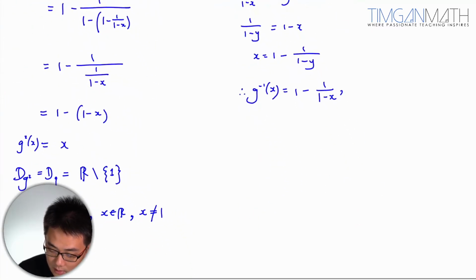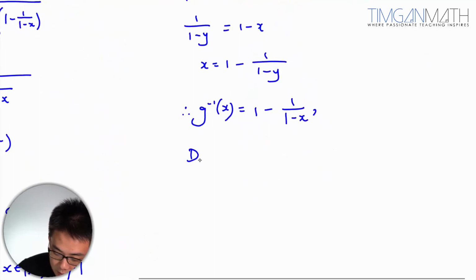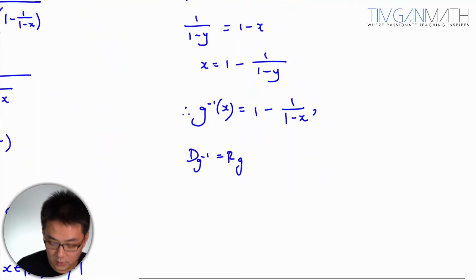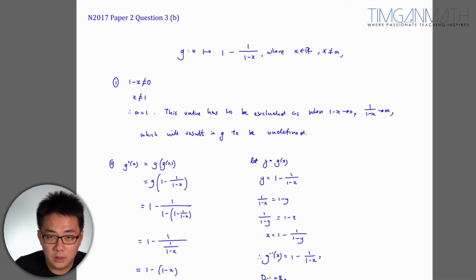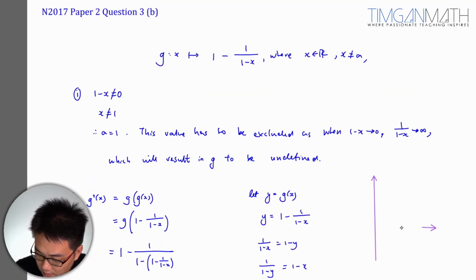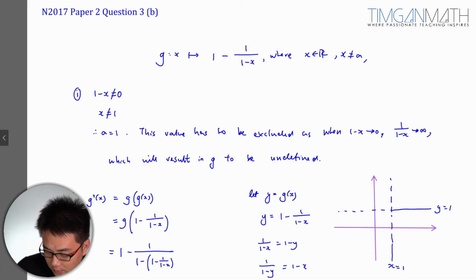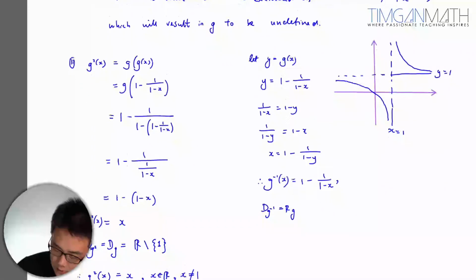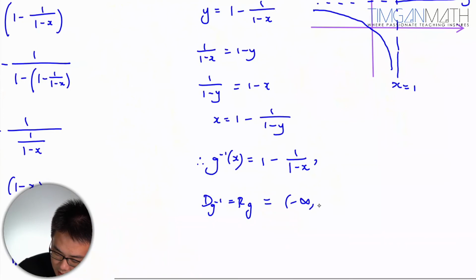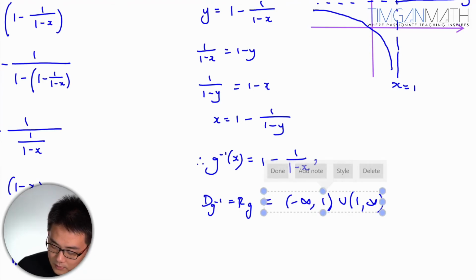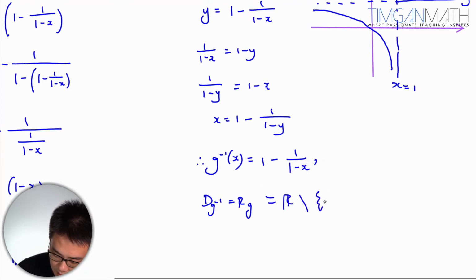And the domain of g inverse is equal to the range of g. Okay, so we need to find the range of g. If you were to plot this graph here, you realize that this graph has a horizontal asymptote of 1, and after that you have the vertical asymptote of 1 as well. So the range of g happens to be negative infinity to 1, not inclusive of 1 as well. So it's the same thing, real value not equal to 1.